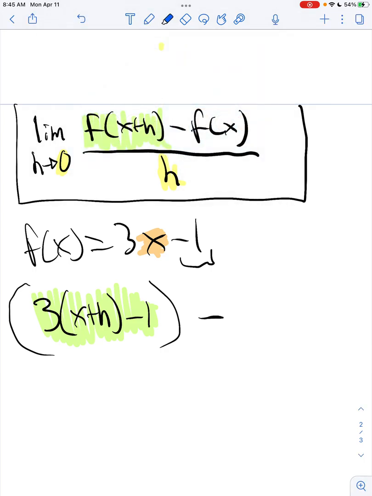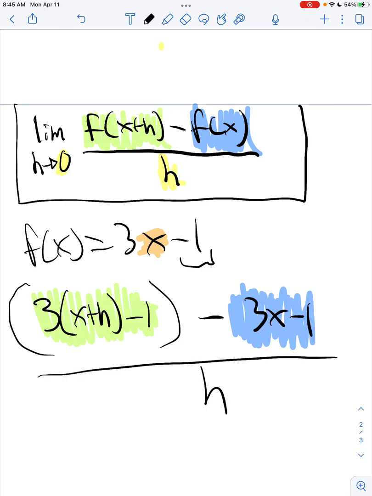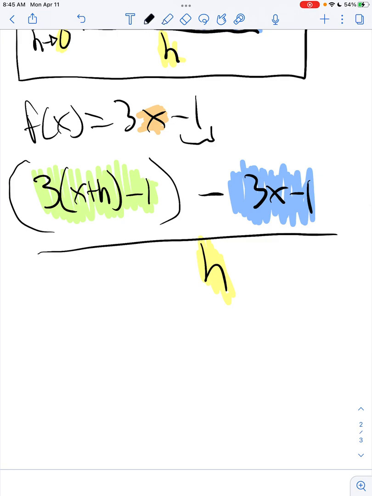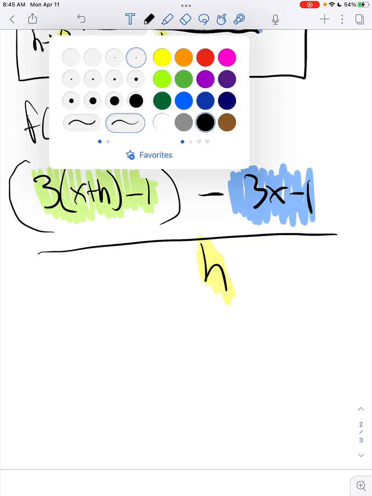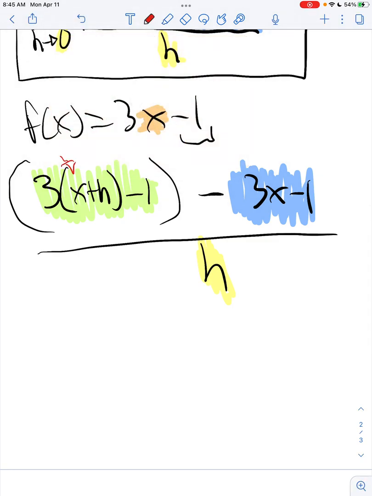Minus, now I just have to plug in f of x, which we'll do in blue. So that's just minus f of x, which in this case is 3x minus 1, and all over h. Again, I haven't touched h yet. H is still the same. So now I'm going to use the distributive property, and then I'm going to try to simplify.